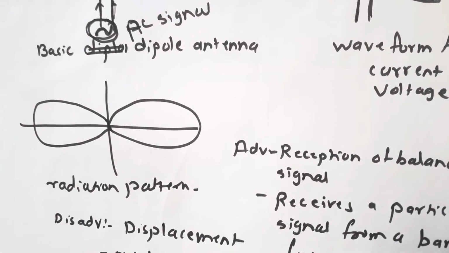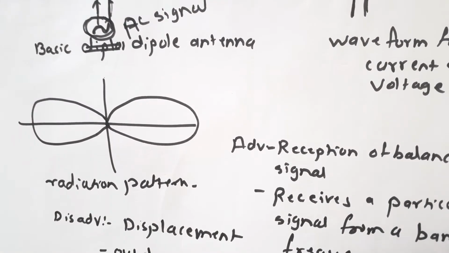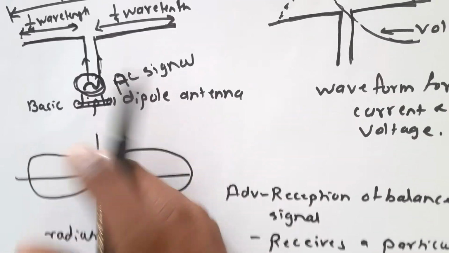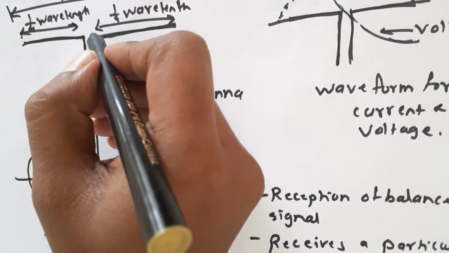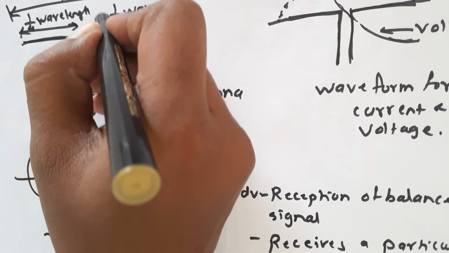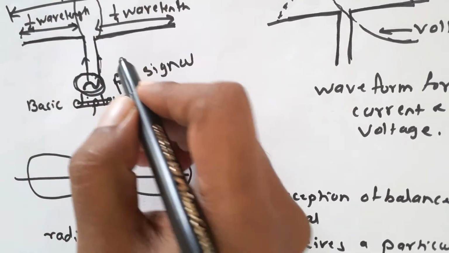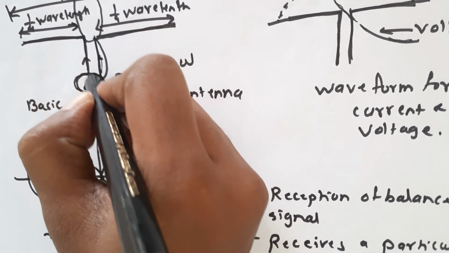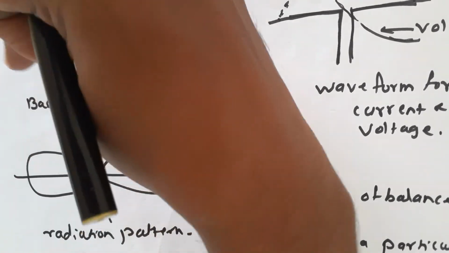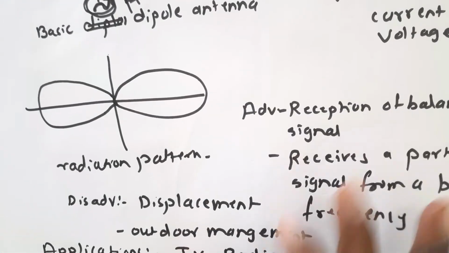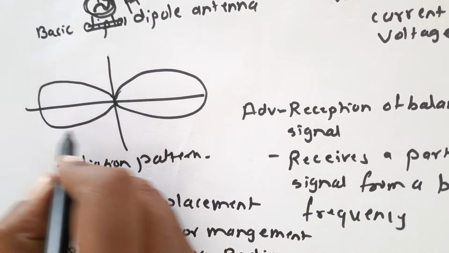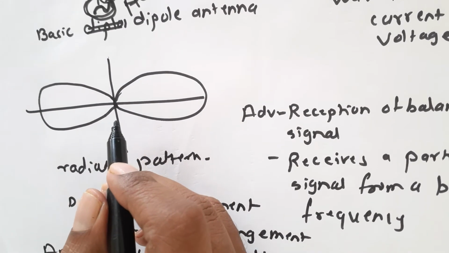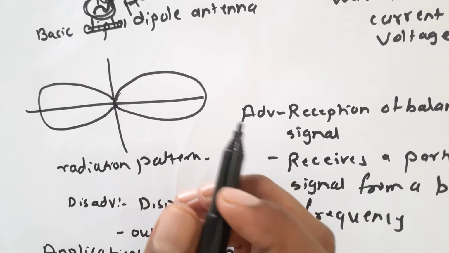After this we will see the radiation pattern of the antenna. After applying the AC signal to this antenna, it will radiate like this. This is for one direction, and this will be for the other direction. If you rotate this in the horizontal direction, you will observe this type of radiation pattern. We call this a bidirectional radiation pattern.